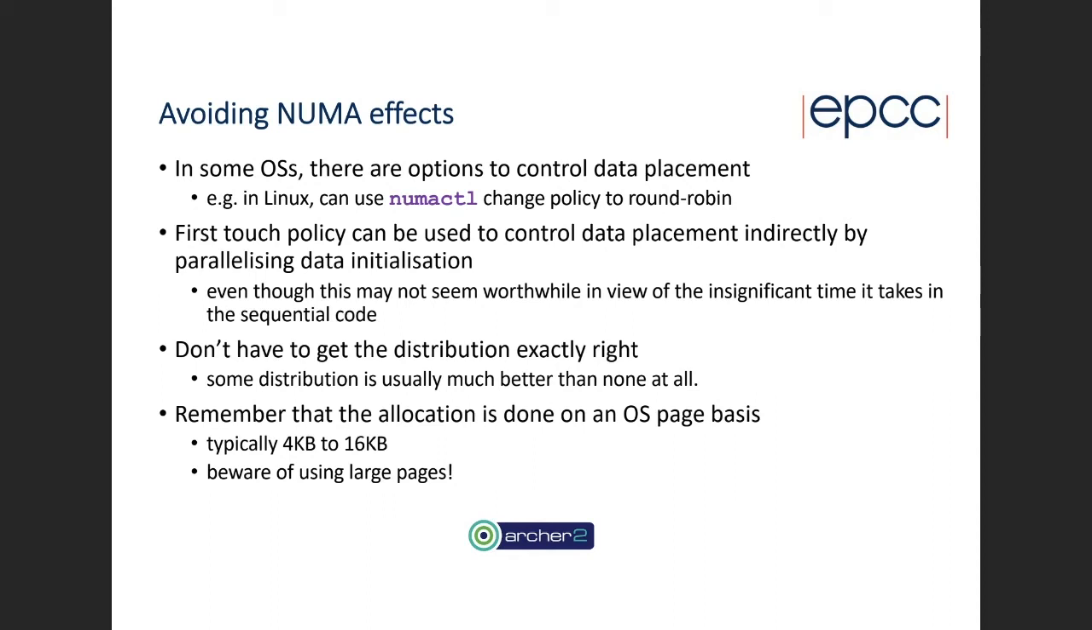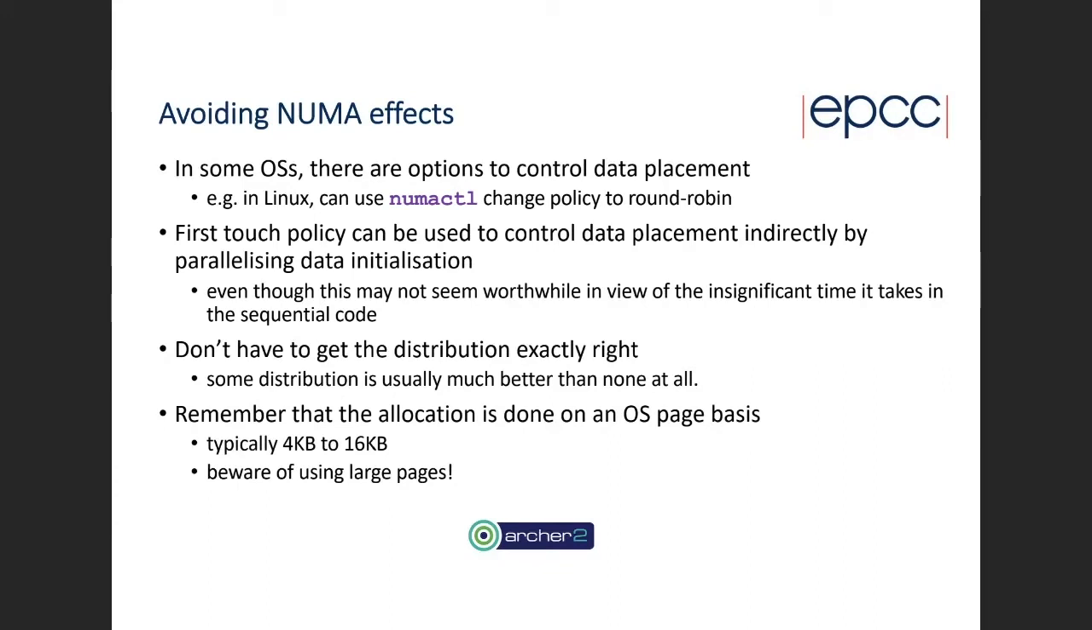Typically, you don't necessarily have to get the distribution exactly right. In fact, in some applications, it's not at all obvious what the most optimal distribution actually is. It depends on the access patterns to the data from the different threads. And so usually some distribution is much better than none at all. The first thing to think about is avoiding this pathological case where all the data is initialized on the master thread and all ends up in one NUMA region. As long as you get some distribution, that usually makes a significant improvement.